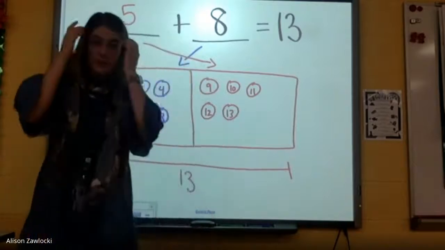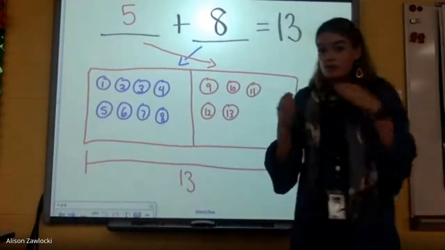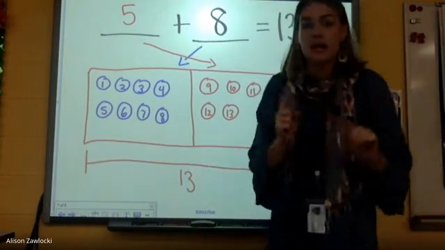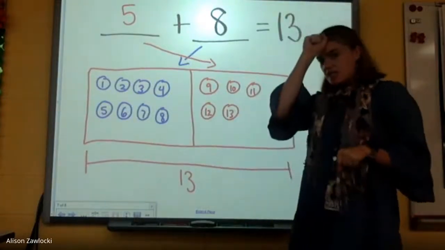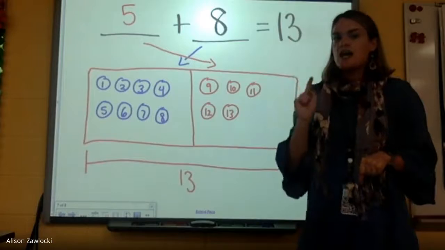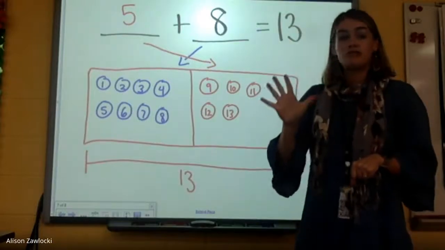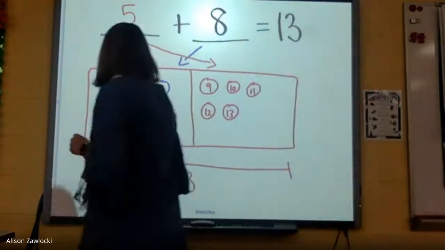And if you want to double check your work, you could do that by counting on. Put the bigger number in your head and count on. So let's try that. 8, and let's count on 5. 8, 9, 10, 11, 12, 13. I was right. Very good job.